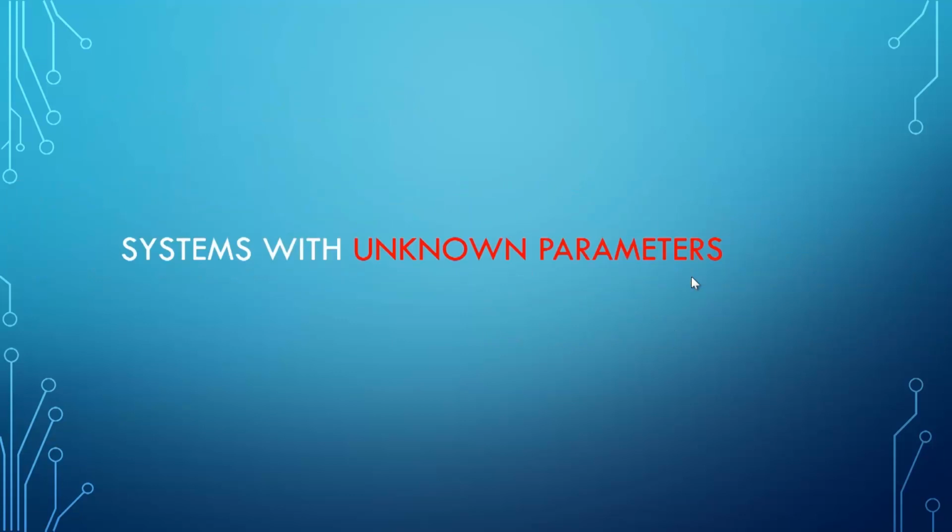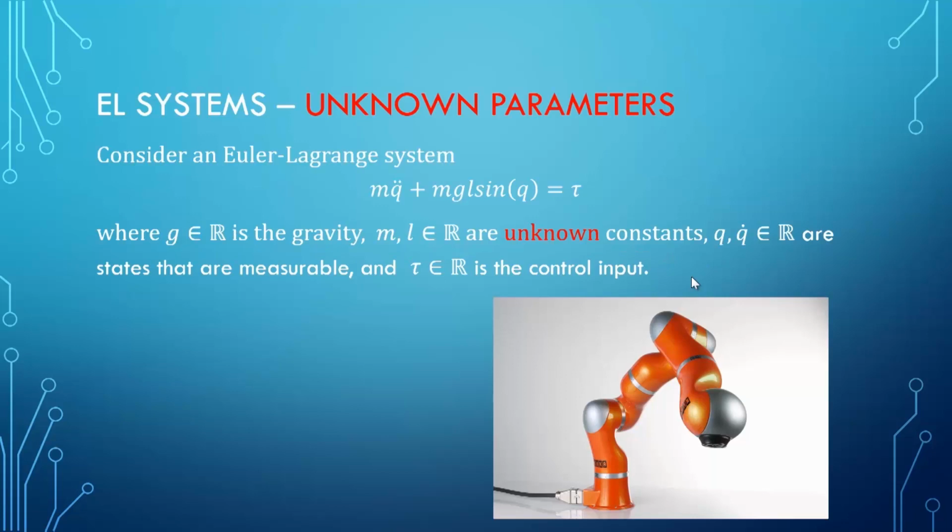So right now we're going to introduce a system with unknown parameters. So what is unknown? M is unknown. You don't know the inertia. You don't know the length, the L, which is the geometry associated with the link. So M and L are unknown. Okay.